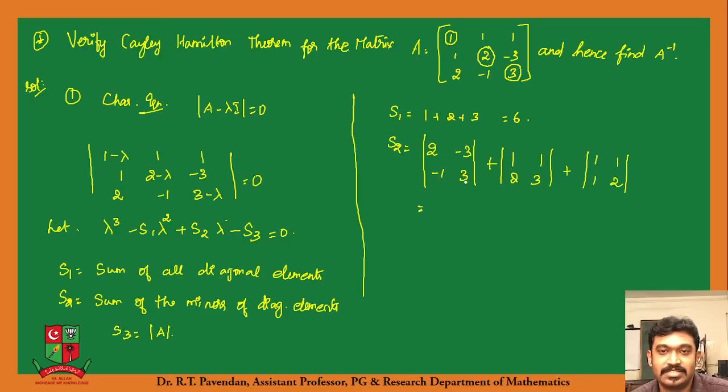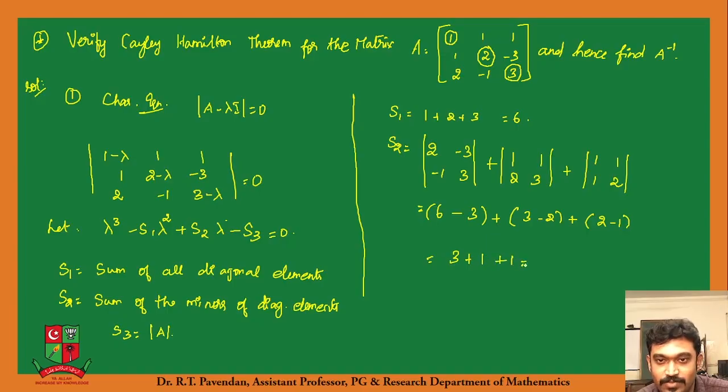So this can be written as 3 into 2, that is 6, minus, by formula we have a minus. So here we have minus 1 into 3, so minus 1 into minus 3, so it is going to be positive 3. By formula we have a negative. So it is going to be 6 minus 3 plus 3 minus 2 plus 2 minus 1. Just cross multiplied and added negative sign in between. So this value is equal to 3 plus 1 plus 1, which is equal to 5. So our S2 value is equal to 5.